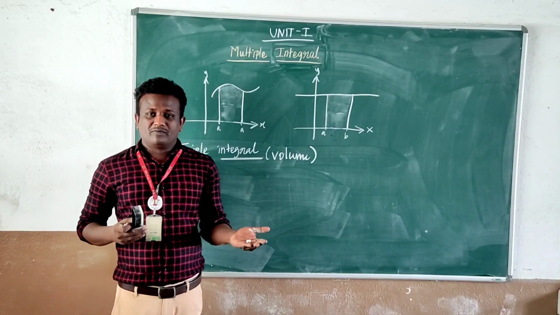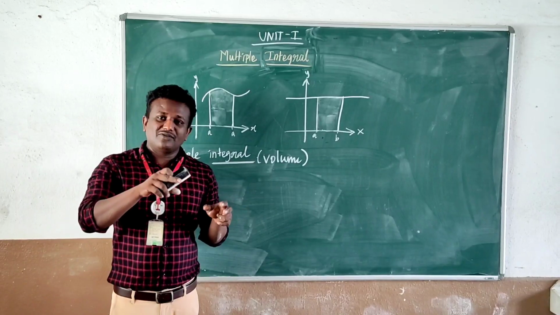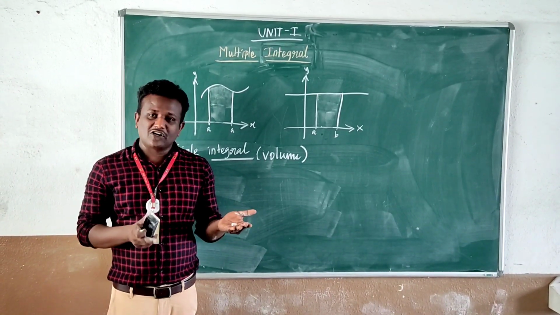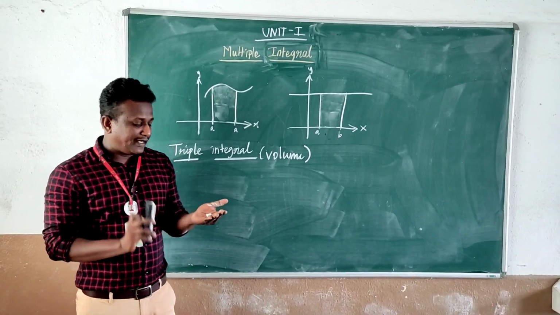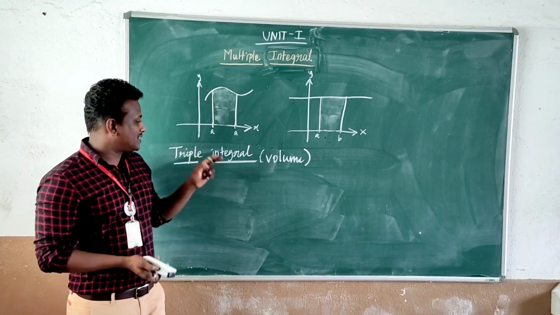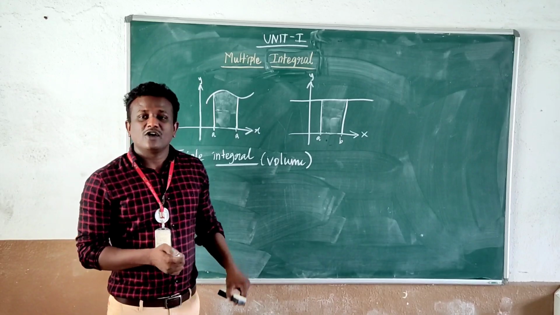Now think about the balloon. If you fill the water in the balloon, what will happen? It will have an irregular shape. Am I right or wrong? Yes, definitely it will have an irregular shape. Suppose you want to find out the volume of this object, we can use triple integral. By using triple integral, definitely we can find out the volume.